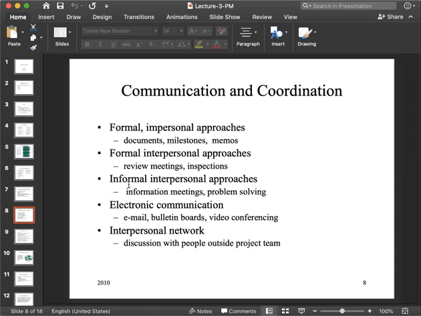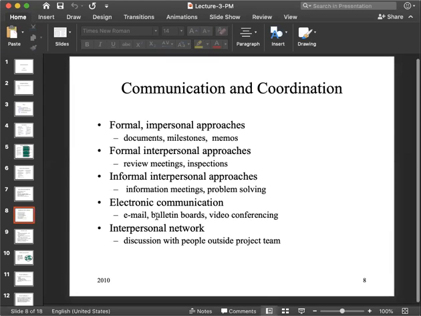Then there is the informal interpersonal approach. Informal interpersonal approach means there is no written thing, you will talk with the person, or if you are facing any problem you will talk with each other. Then there is electronic, I already told you, that is email, video conferencing, Zoom meeting like this. Then there is the interpersonal network, where you discuss with people who are outside of my team. Listen to it very carefully, that is the interpersonal network.